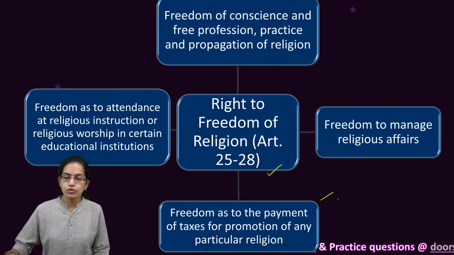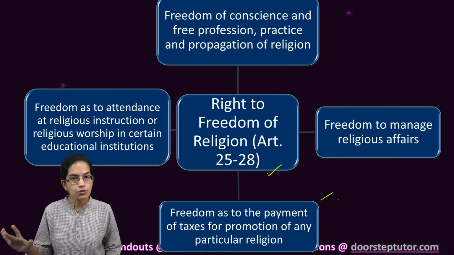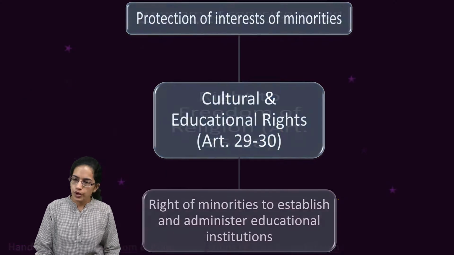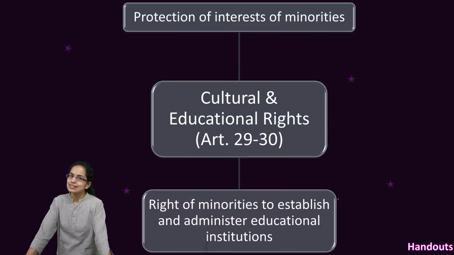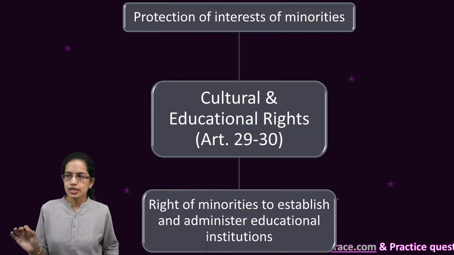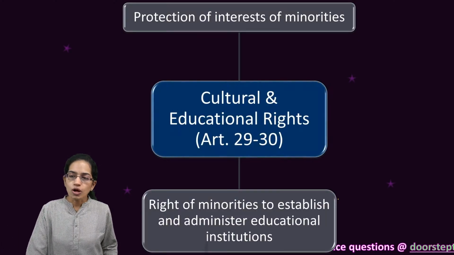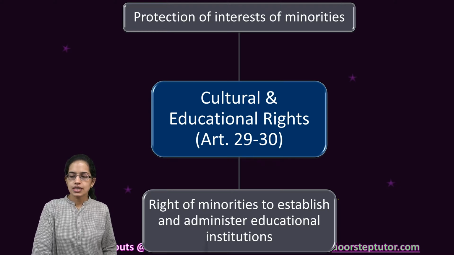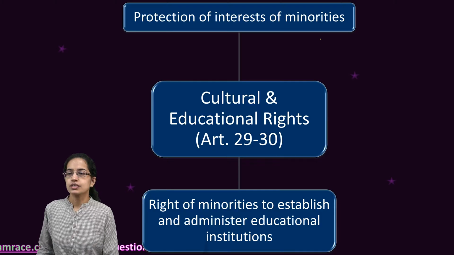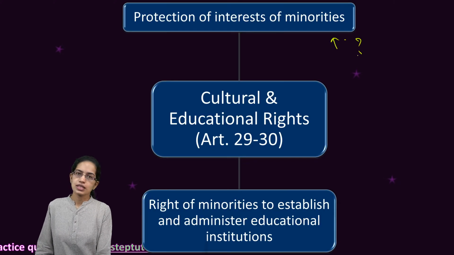So all of those are part of the right to freedom of religion under Articles 25 to 28. The next is the cultural and educational right. Now this is Articles 29 and 30. It focuses on protection of minorities and establishment of educational institutions for minorities. Now who are minorities? This is an interesting question.